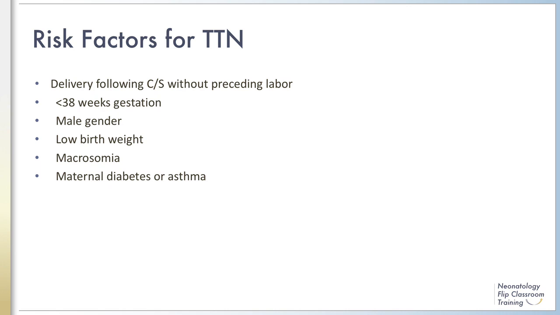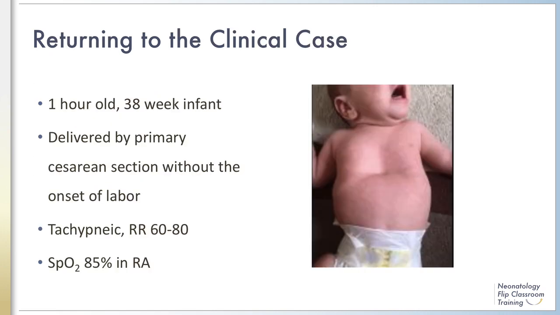This correlation needs to be further investigated, but the authors postulate that TTN may be a marker for deficient pulmonary function. If we look back at our 38-week gestation infant, born via cesarean section without preceding labor, we can postulate that the infant likely has TTN, which should resolve over the next 24 to 48 hours once fetal lung fluid is cleared from the lungs.